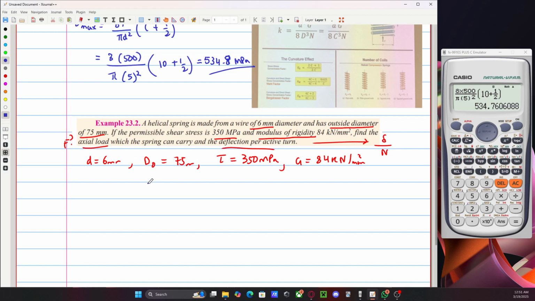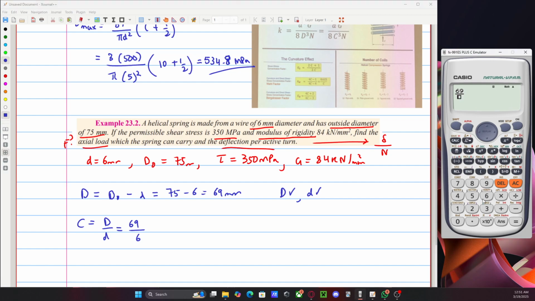So having said that, let's look at what we can find out. We know that the mean diameter, capital D, is our outside diameter take away the small diameter, right? So this will give us 75 take away 6, which gives us 69 millimeters. Now, with this, we have D, we have small d, we can work out capital C. The capital C, our spring index, is big D over small d. So 69 over 6, and let's check what this will give us. 69 divided by 6 gives us 11.5. So we have C as 11.5.